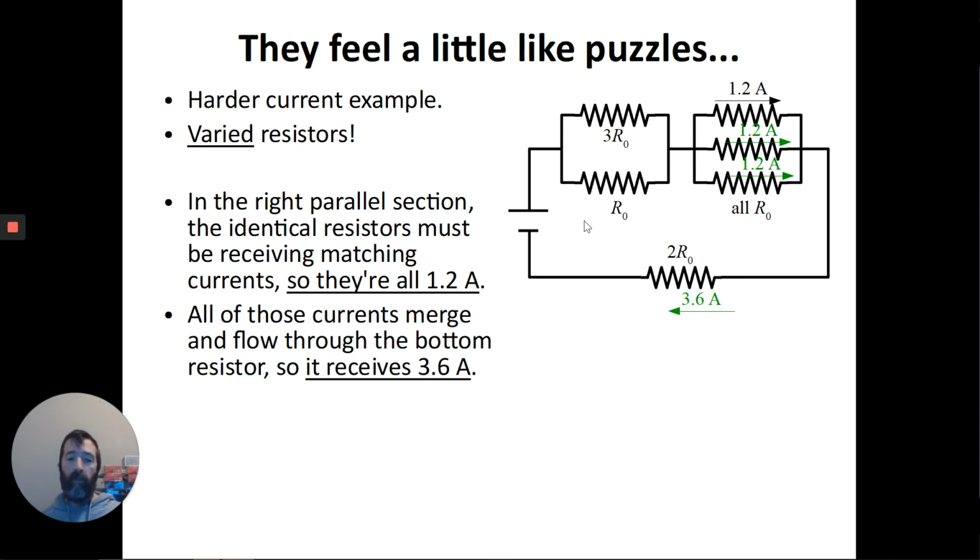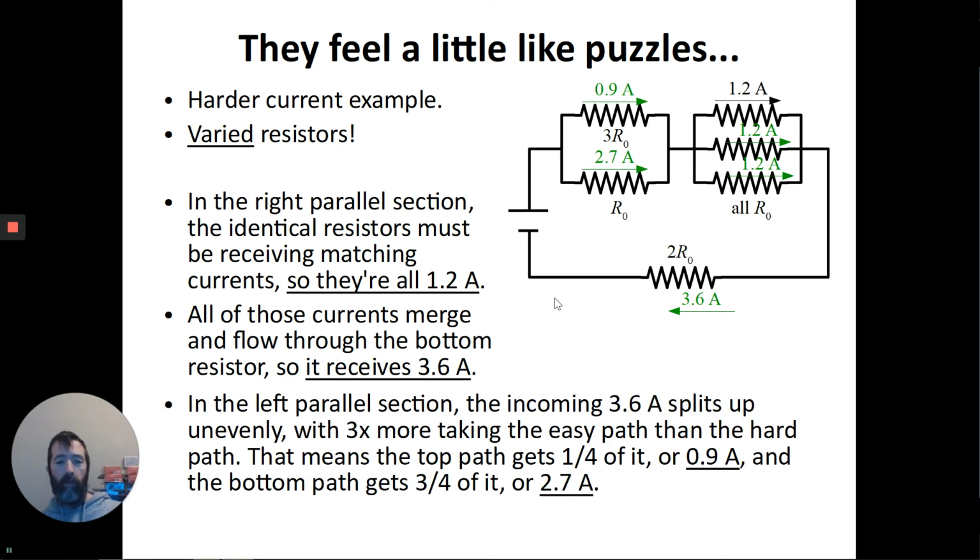And everything with circuits works in simple proportions. So I should have 3 times more current in the bottom than I do in the top. So that means that 1/4 of the total current goes through the top, 3/4 of the current goes through the bottom. That's the only way for the bottom to be 3 times bigger than the top while still adding up to 3.6. So those answers become 2.7 and 0.9.